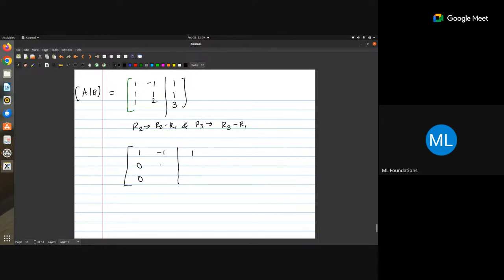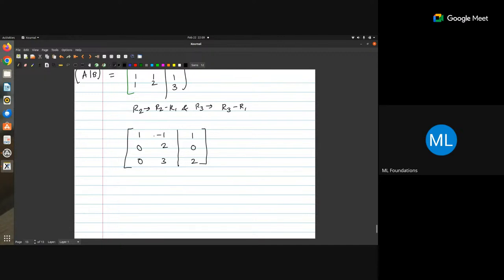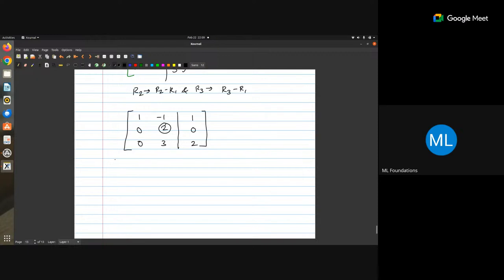Okay, so what will happen here? 1 minus of minus 1, this is 2. And here, 3, right? Here it is 0, and here it is 2. Correct? Okay. What is the next thing? Make this as pivot. So I'll do one more operation here: I'll divide it, so R2 will be changed as R2 divided by 2.